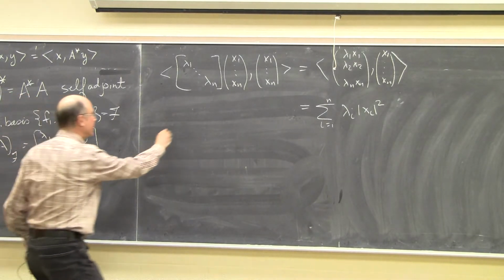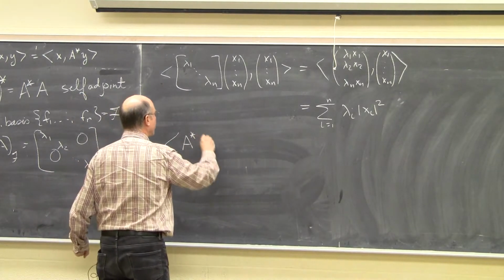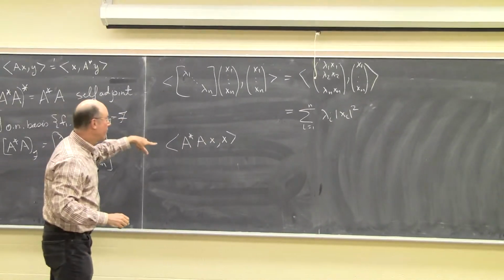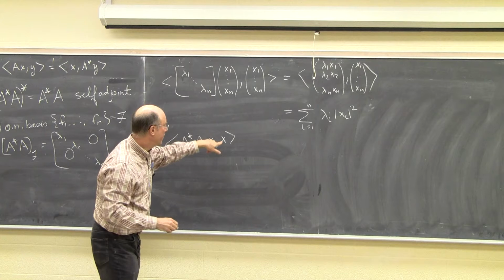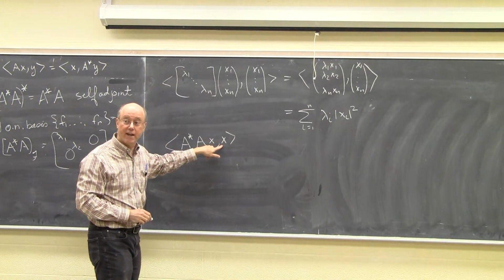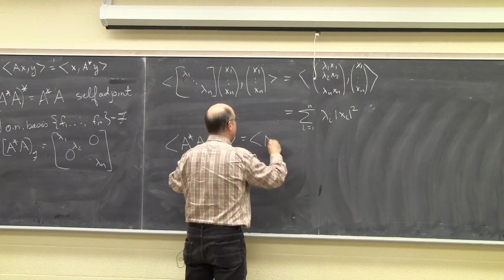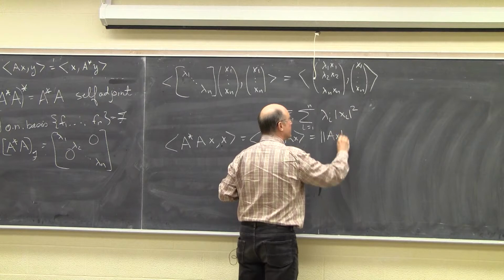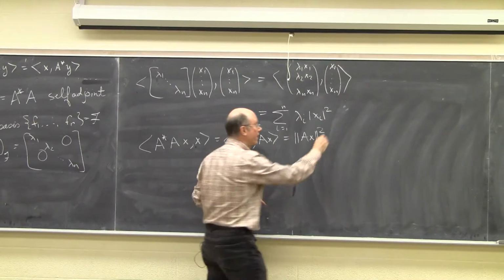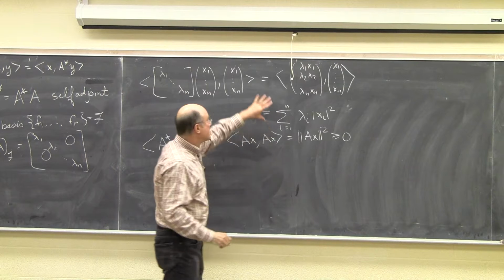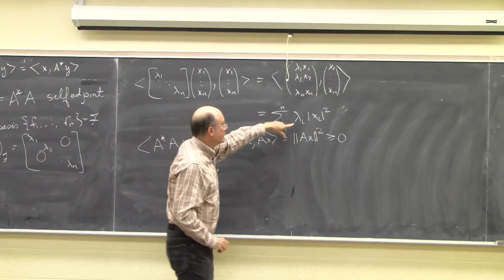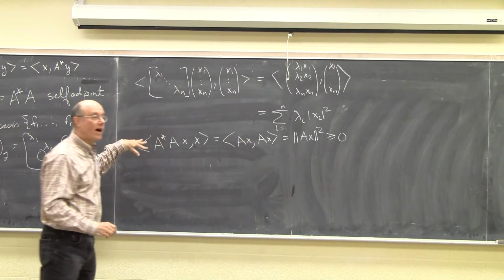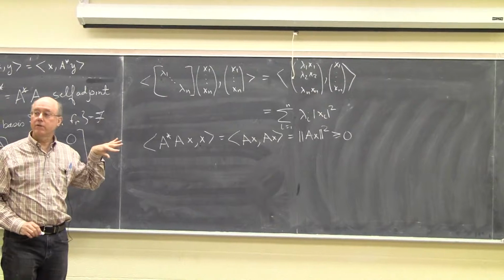Okay, now when you take A star A x inner product x, you can use this property of A and A star to take the A star to the other side. It becomes A star star, which is A. Ax inner product Ax. But that's just the square of the norm of Ax. So that's greater than or equal to 0. So if you compare these two things, this is the convex hull of the lambda i's. So this tells you that the eigenvalues for A star A are all positive.